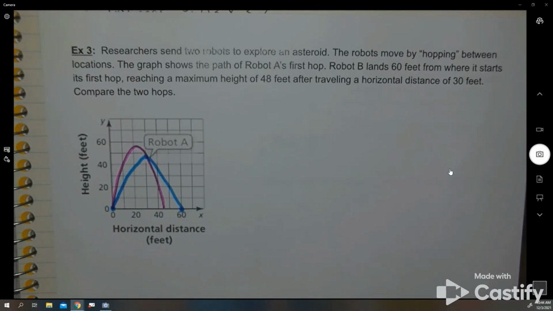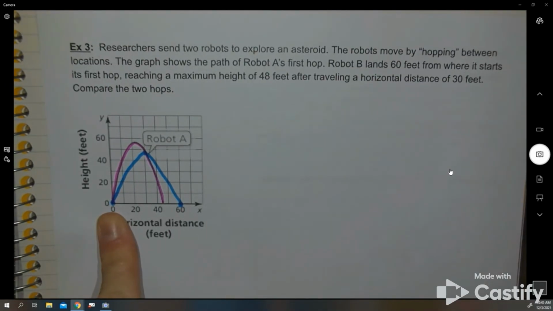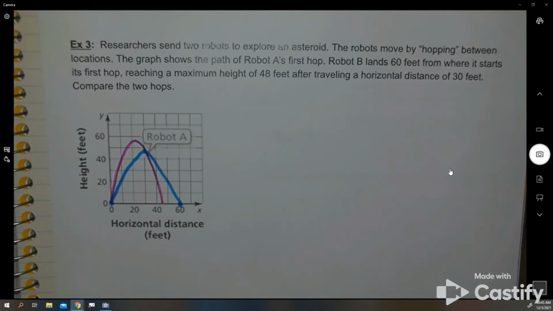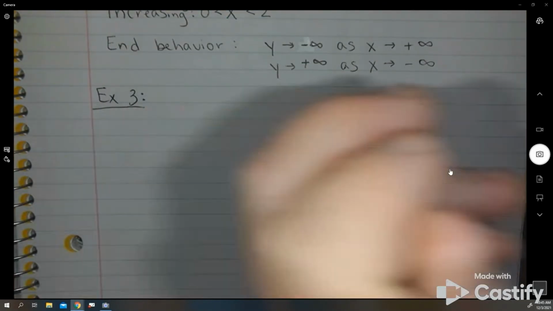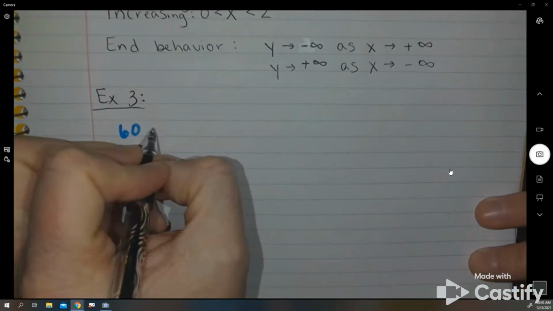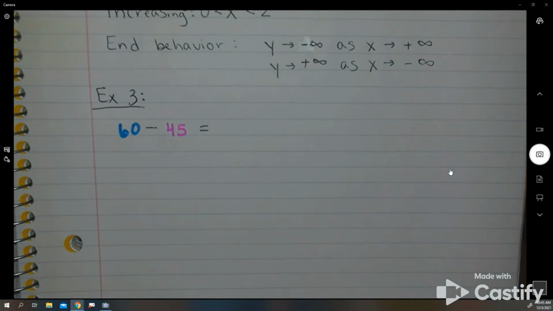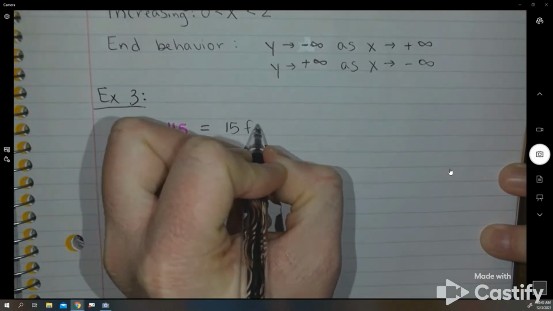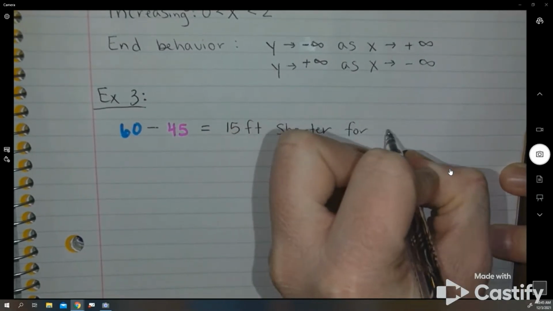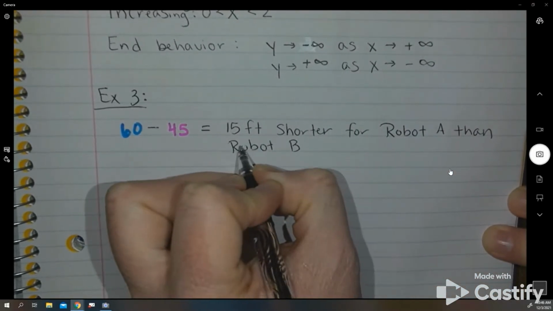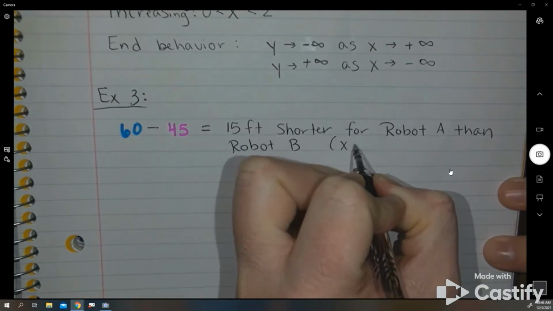All right, so if we want to compare these 2 things, a couple things we could look at first of all are those x-intercepts. They both started in the same place at 0, 0, but one of them landed at what would appear to be 45 feet, and one of them landed at 60 feet. So if we wanted to compare these 2, we could do our 60 feet, which was robot B, minus the 45-foot distance of robot A. So we know that robot A had a 15-foot shorter hop than robot B. Remember, those are those x-intercepts that we used. I'll just put a little reminder here for ourselves.